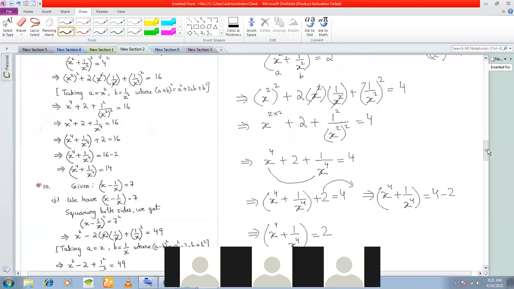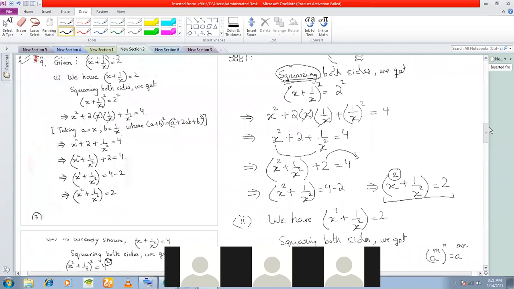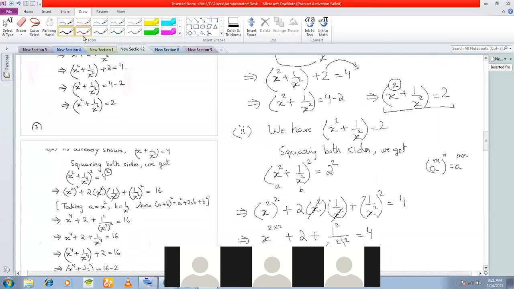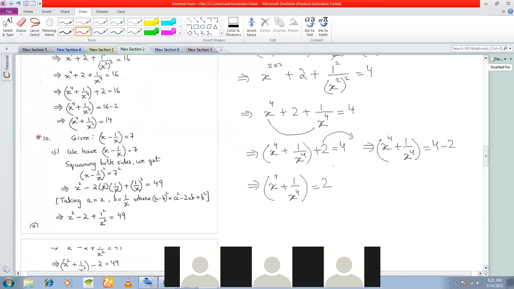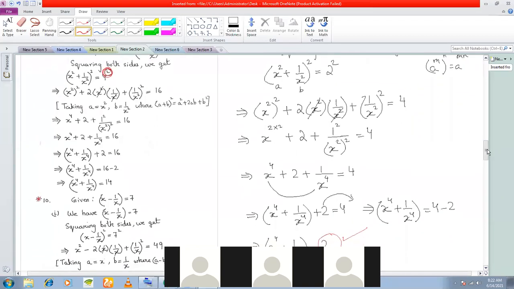Okay. Now here, in the notes, this should be 4, not 4 square. You just need to check here. This should be 4, not 4 square. I have corrected my mistake here. So the answer here is 2. This is the correct answer. What I have done here is I have written this 2 extra here. So please check this.